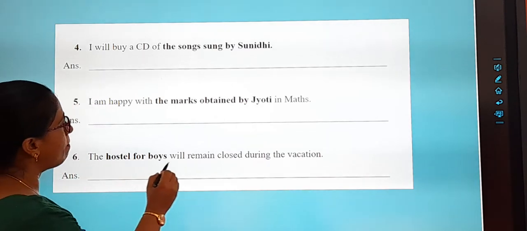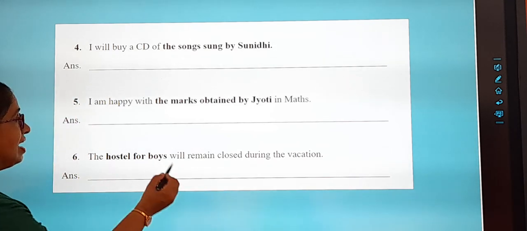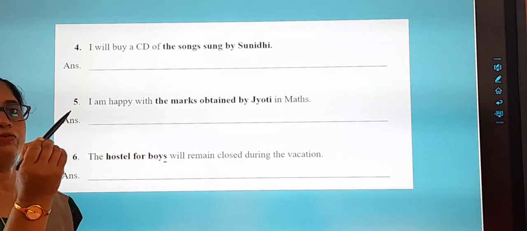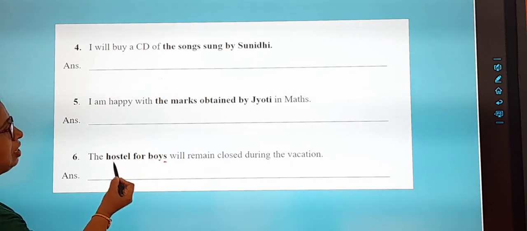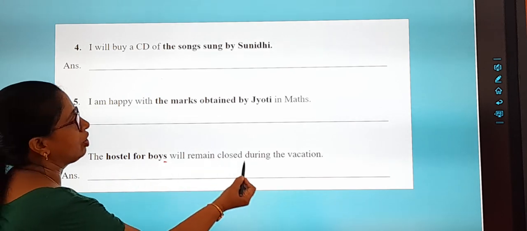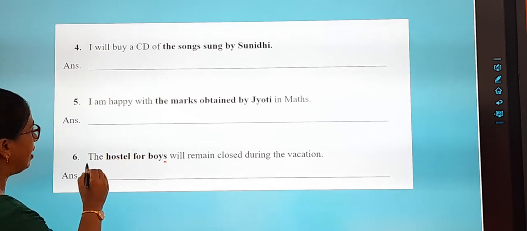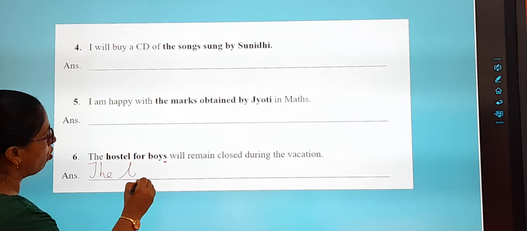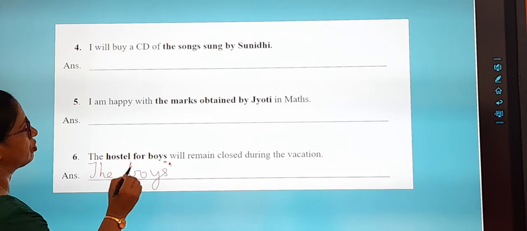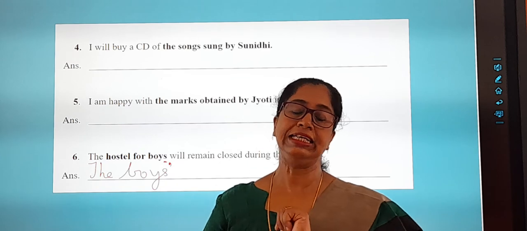The hostel for boys will remain closed during the vacation. Whose hostel? Boys'. And see what is there? The ending letter is S, so you have to only put the apostrophe. Boys' hostel. You can start with the: The boys' hostel will remain closed during the vacation. Let me write the boys, B-O-Y-S, and here is a trick. I have to only put the apostrophe and write hostel will remain closed during vacation. So, do it carefully and correctly.